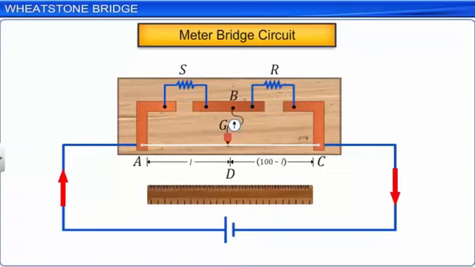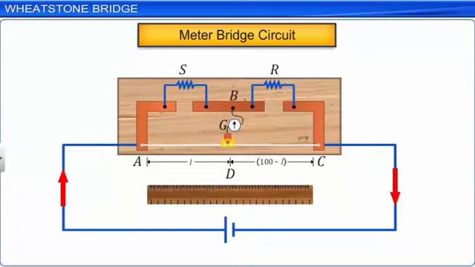The end points A and C, where the wire is clamped to the metallic strip, are connected to the cell. One end of the galvanometer is connected to the midpoint B of the metallic strip between the two gaps in it. The other end of the galvanometer is connected to a jockey, which is a metallic rod with one end shaped like a knife edge. The knife edge end of the jockey slides over the wire to make electrical contact.